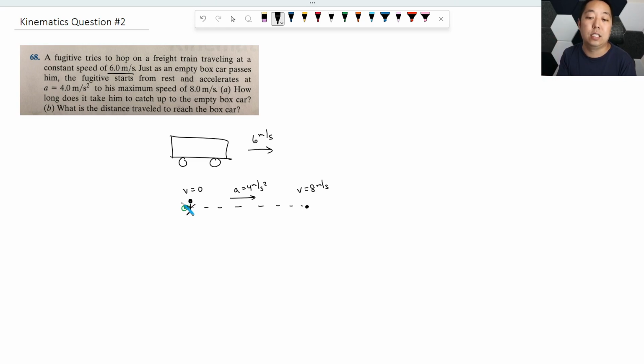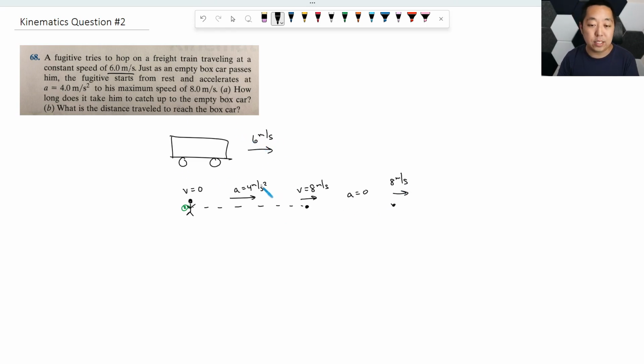Now, one thing you have to remember for kinematics equations is that the acceleration has to be constant during the entire motion, right? So we cannot use our kinematic equations whenever the acceleration changes, because once he reaches 8 meters per second, his acceleration is 0 from here to here. So from here to here, he's going to be moving with the same 8 meters per second the whole time. And eventually, he should catch up because he's going faster than this cart.